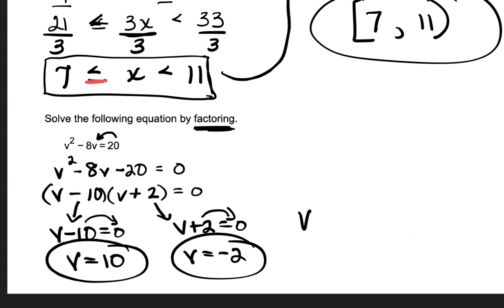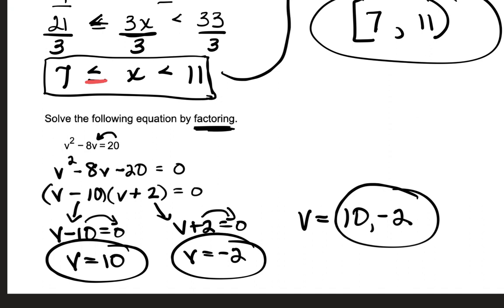When you're listing this on your test, you basically can just say 10 comma negative 2 and list them with a comma. It doesn't matter what order. That's basically what you do. Okay, so that was a basic factoring. It's nice when we can just simply factor, but of course we're not always able to do that. So let's move on to the next.